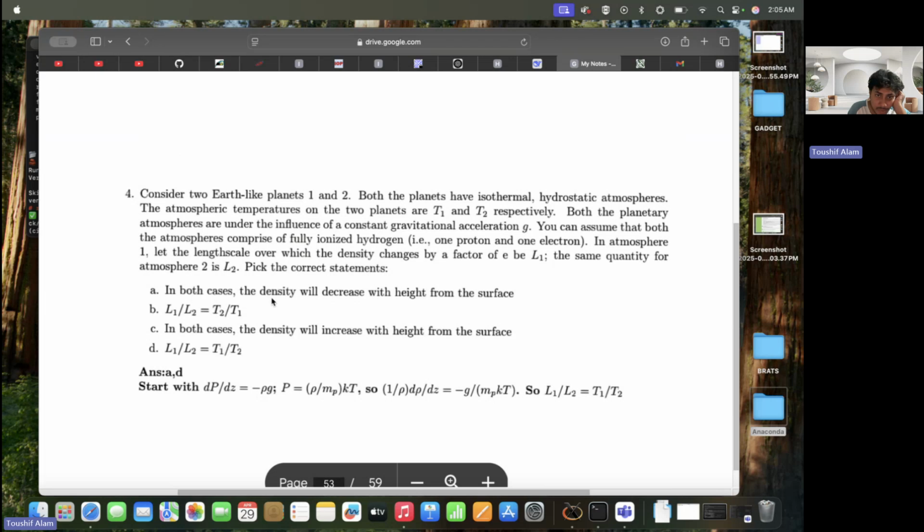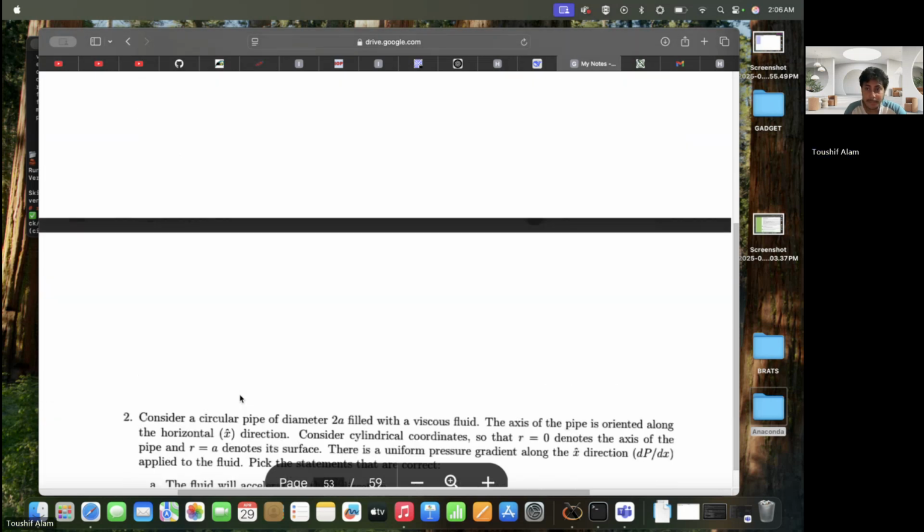Option A: in both cases the density will decrease with the height from the surface. This is obvious, right? As for an Earth-like atmosphere, it is valid that if we go further and further in the positive direction, I mean away from the Earth's surface, the density always decreases, right? And this says so. So options A and D are correct.